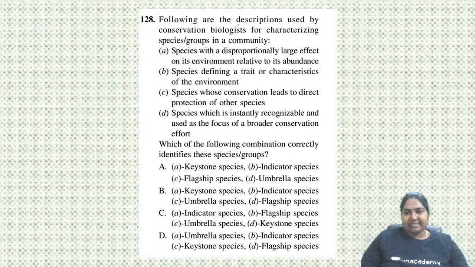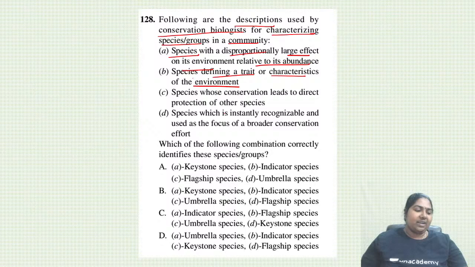Alright, yes. See, one more question of a similar type. The following are descriptions used by conservation biologists for characterizing species or groups in a community. The species with a disproportionately large effect on its environment relative to its abundance. The species that defines a trait or characteristic of the environment. The species whose conservation leads to the direct protection of other species.